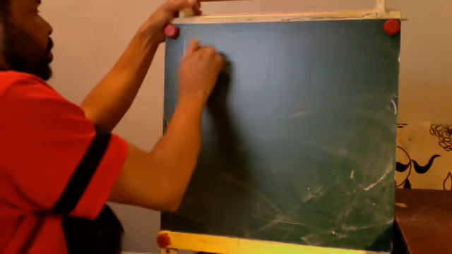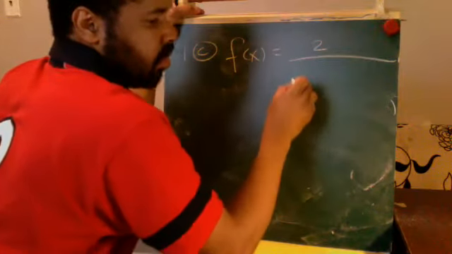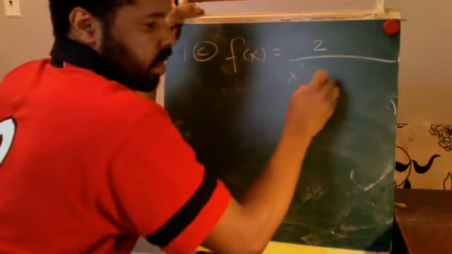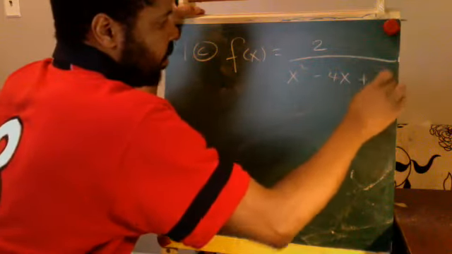All right, so continuing, we're going to go do another one similar to this. So it's going to be 1c. All right, so we're looking at 1c. So 1c, we have that f of x is equal to 2 over x squared minus 4x plus 4.